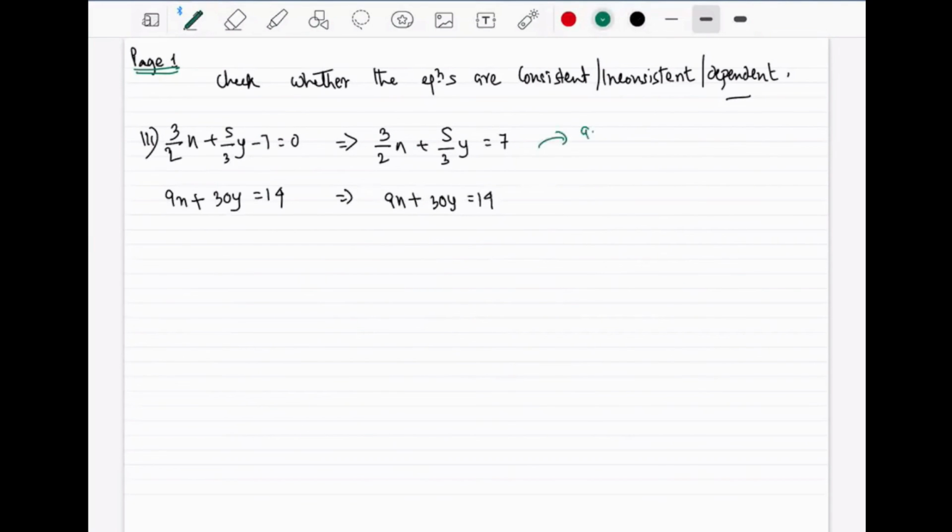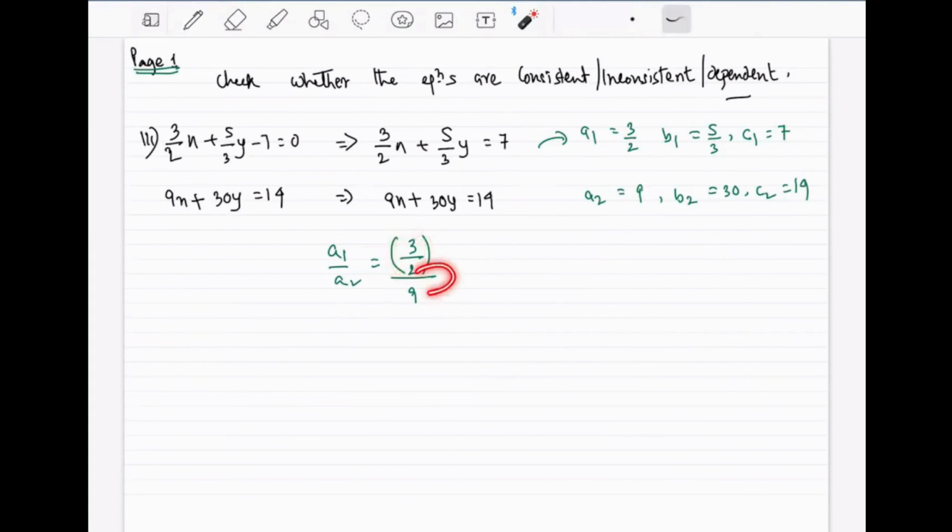Now you can find out a1 is equal to 3/2, b1 is equal to 5/3, c1 is equal to 7. What about a2? a2 is 9, b2 is 30, c2 is 14. Simple, right? Let's just do the division: a1/a2, b1/b2, c1/c2. So a1/a2, how much is it? 3/2 divided by 9. This is the numerator. You have to bring the 2 down here. So we are going to get 3/(2 times 9). 3 ones are 3, 3 threes are 9. So we have got 1/6.